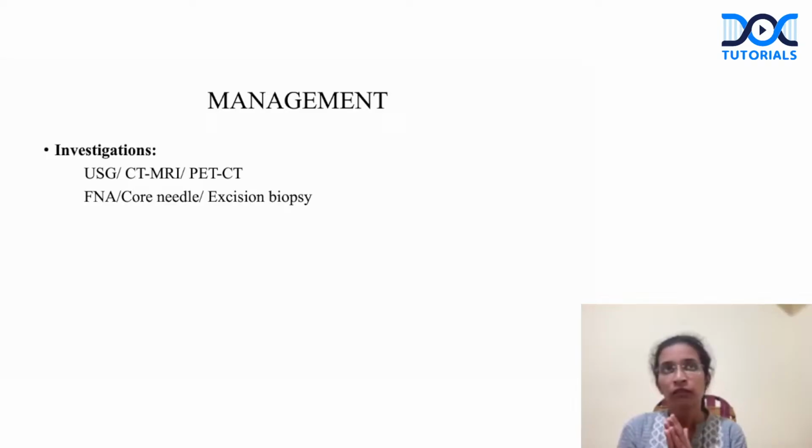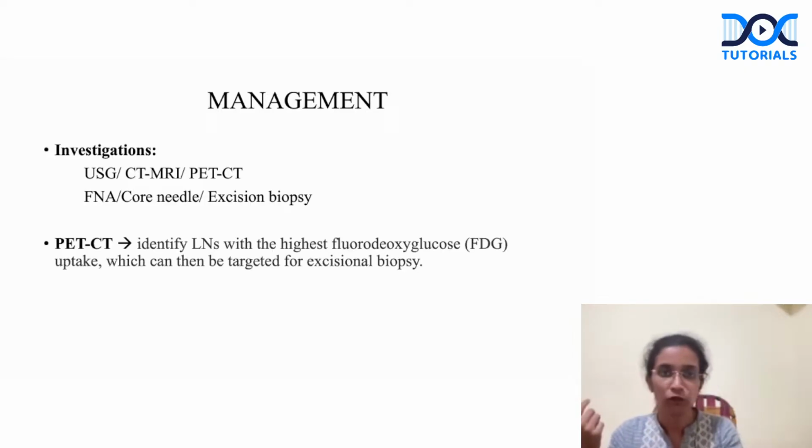But suppose you're planning to do molecular analysis, immunohistochemistry, or other special stains. In such cases, it is better to get more tissue, and in those cases you can go for a core needle biopsy. And if you're strongly suspicious of lymphoma or a lymphoproliferative disorder, you can directly go for an excision biopsy. Even if you're suspicious of early stage TB lymph node, you can go for an excision biopsy.